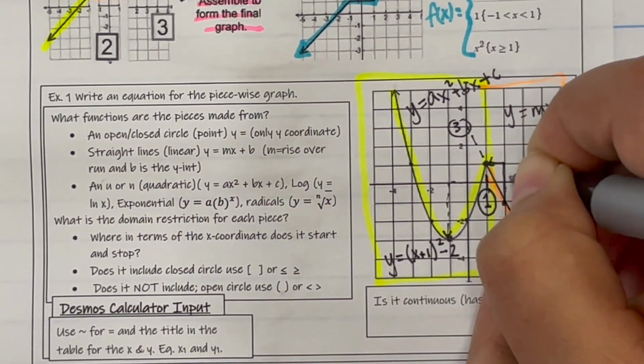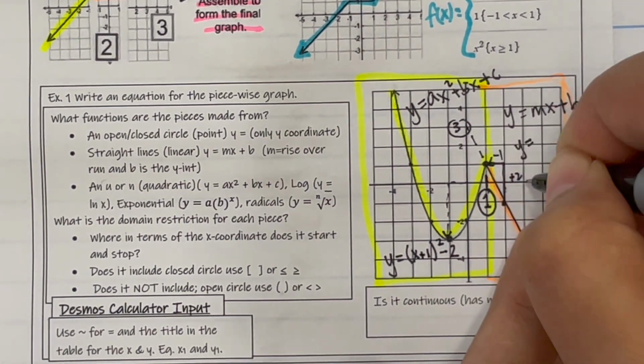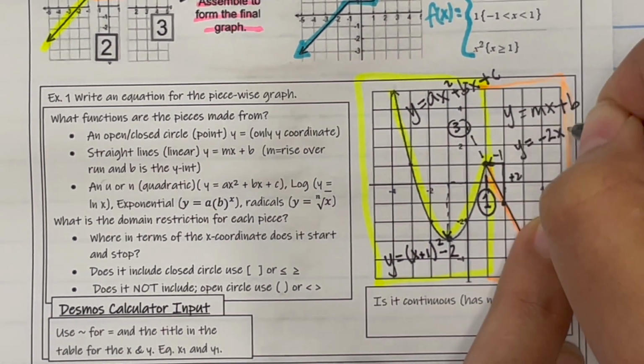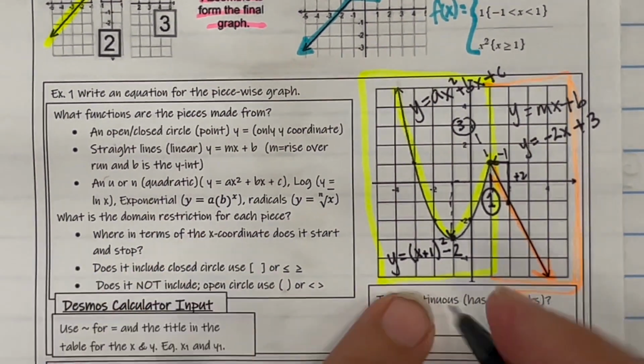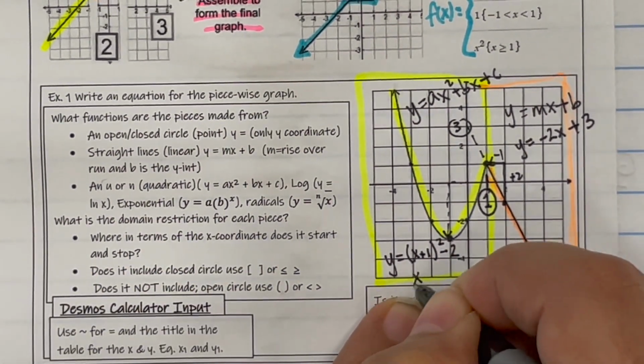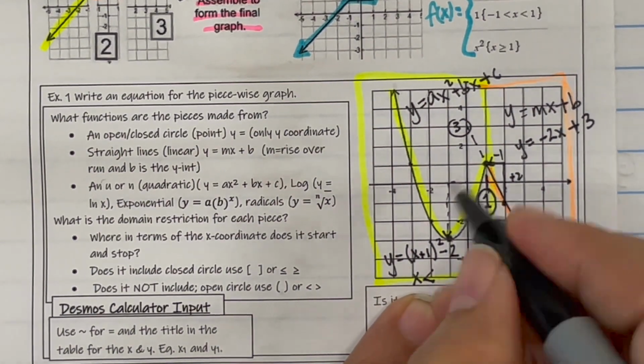So what's my slope? From one point to the other is +2, -1. So 2 over -1 is -2x. And where does it cross the y-axis? At 3. So that's +3. All right, so now I've written them down. I need the restriction. So x must be less than 1.